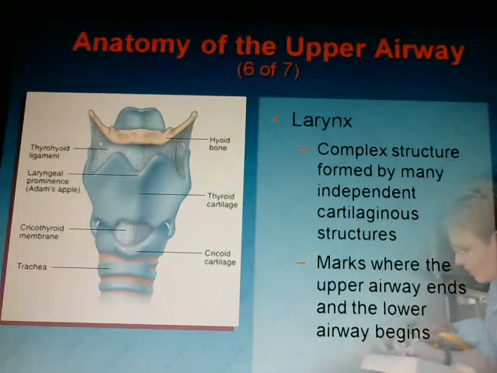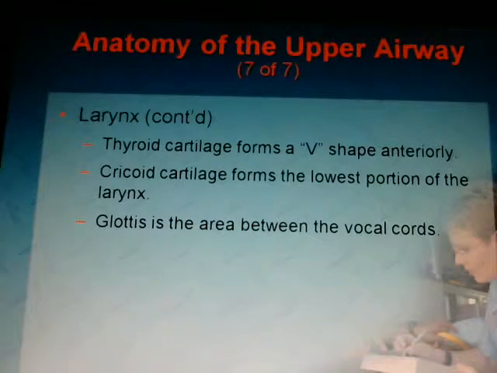Your larynx. It's a complex structure formed by many independent cartilage structures. It marks where the upper airway ends and the lower airway begins. The thyroid cartilage forms a V-shape anteriorly, and the cricoid cartilage forms the lowest portion of the larynx. The glottis is the area between the vocal cords.